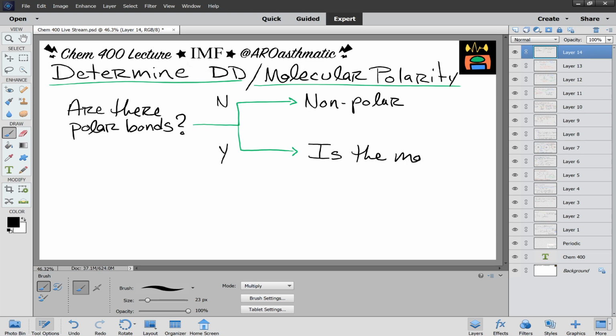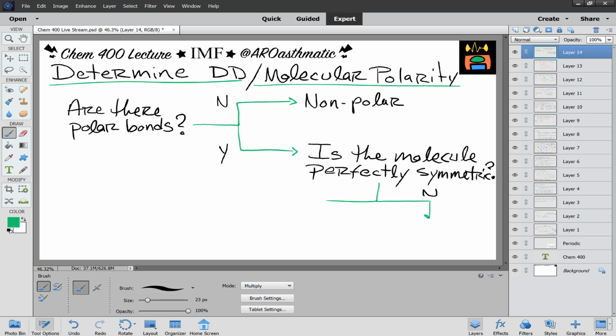And that question is, is the molecule what I'm going to call perfectly symmetric? And if the answer to this question is no, then you're polar. If the answer to this question is yes, then you are nonpolar. All right. But to answer this question, you got to know what I mean by perfectly symmetric.